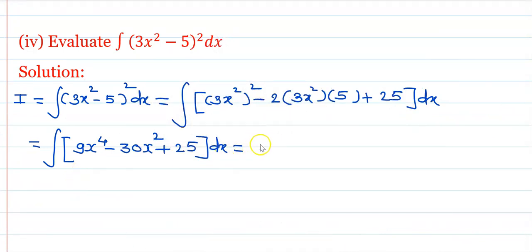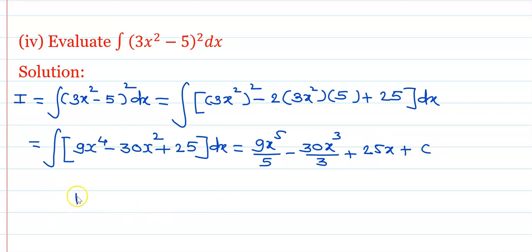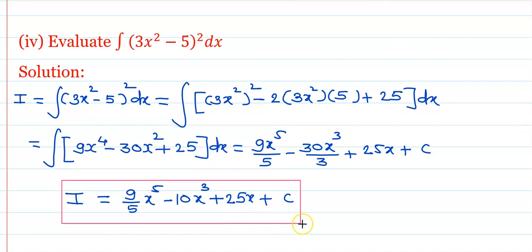Now the integral, that is a 9 x raised to 5 upon 5. This is the first one. Next is a minus 30x square means what? Minus 30 x raised to 3 upon 3. 25, integral of 25 is a 25x plus c, and hence the answer I is equals to 9 upon 5 x raised to 5, 30 upon 3, that is a 10 x cube plus 25 x and plus c. Okay. Now this is the answer. Okay. Easy question.